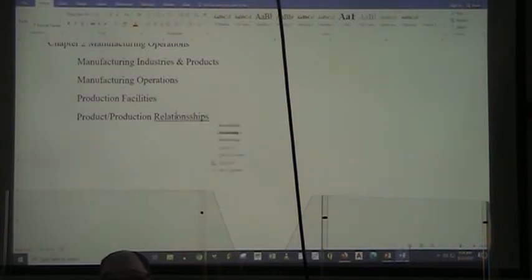Okay, so be prepared for calculations in the production relationships. This is kind of an important idea that we talk about in this course.